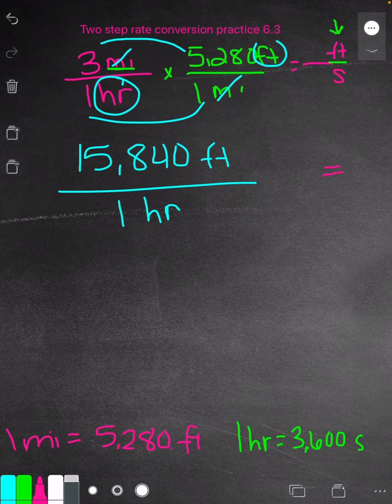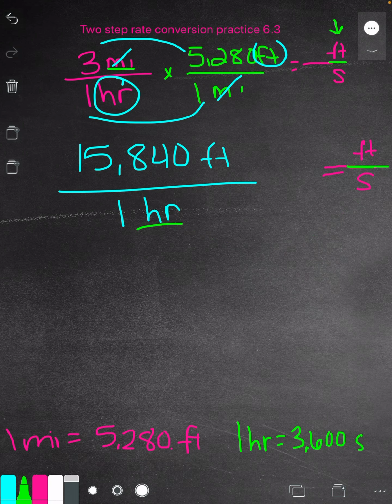Remember, the problem asked us for feet per second. We say feet is on the top because it's said first in the rate, feet per second. Per is this division bracket, or division bar, going across. Per second is listed second in that rate. So it is listed on the bottom. So here we go. Let's compare feet to feet. That's fine. Hours to seconds. That's not fine. So we have to change hours to seconds.